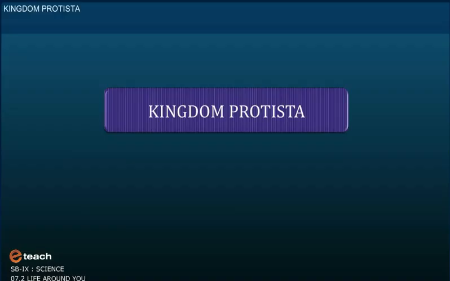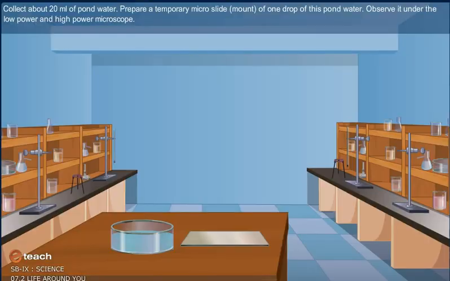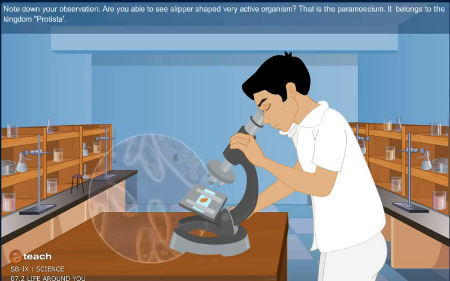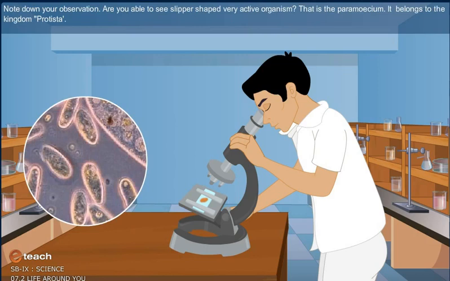Kingdom Protista. Activity. Collect about 20 ml of pond water. Prepare a temporary microslide mount of 1 drop of this pond water. Observe it under the low power and high power microscope. Note down your observation. Are you able to see a slipper-shaped, very active organism? That is the paramecium. It belongs to the kingdom Protista.